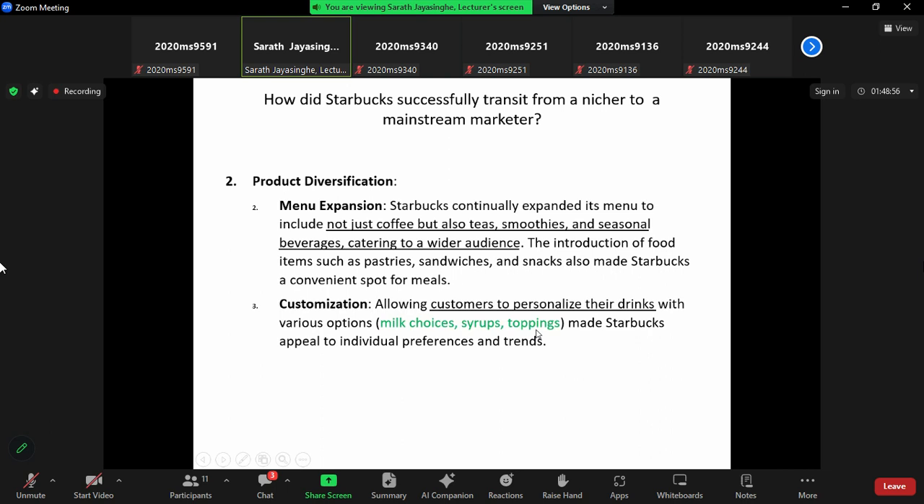You saw that in the advertisement where we showed espresso coffee. I showed you that there are different tastes, different types coming with espresso. How you are making espresso coffee, then with a mix of different types of milk and other ingredients, how different types of coffees are made. Likewise, you can do the same thing with Starbucks milk choices, syrups, and toppings. In this video you also saw that they are adding some ice cream to the coffee. This made Starbucks appeal to individual preferences and trends, right?